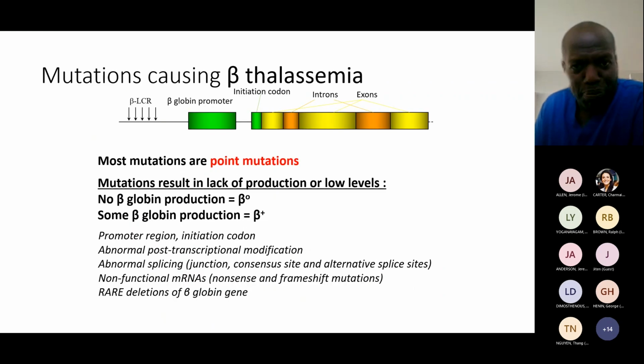As for beta thalassemia, the genetics are slightly different in that the mutations occur as point mutations. So as opposed to the relatively large deletions you see in alpha thalassemia, we tend to see smaller point mutations. And again, depending on where that mutation occurs determines whether it's a beta naught, i.e. they produce no beta chains, or a beta plus.